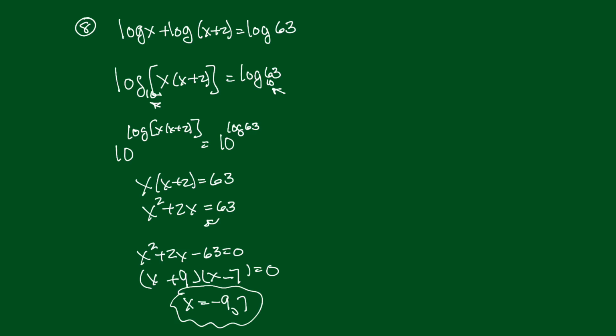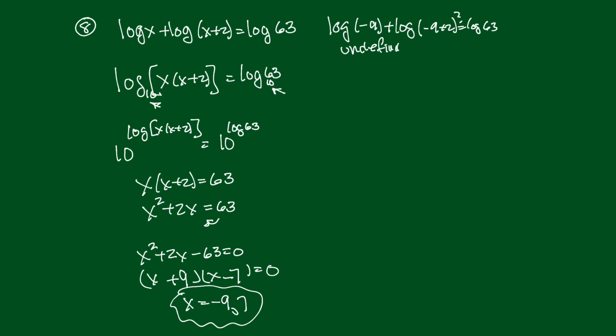I have to check to make sure I'm keeping everything defined. If I put in that negative 9, what do you get? No, it doesn't work, right? Because it gets a log of a negative. So here's what I'm saying. If I tried to put that negative 9 in here, I would get the log of negative 9 plus the log of negative 9 plus 2. That would be the log of 63, I'm asking. Well, this is undefined.